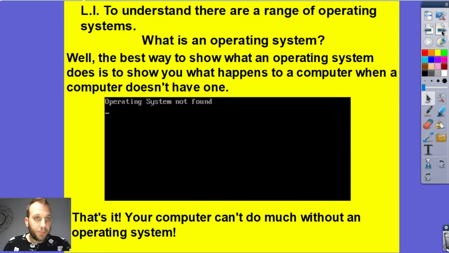Okay, so hopefully any good ideas are out in the room. Maybe you do know, maybe you don't. Let's see. So what is an operating system?